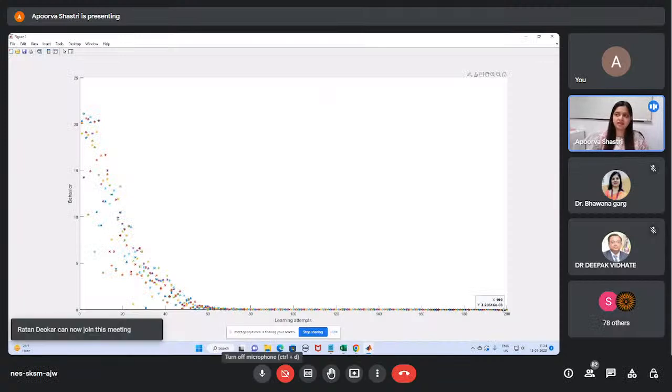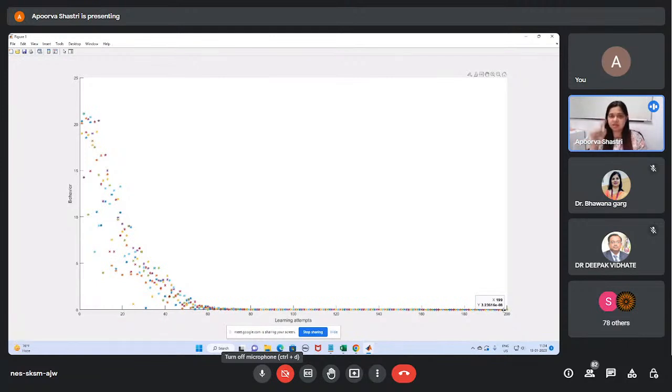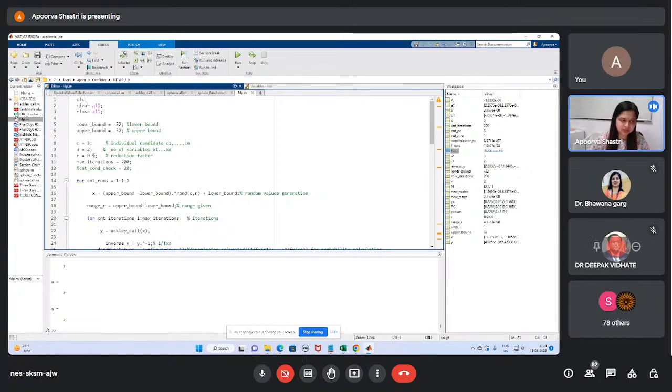For the Ackley function, as the range is wide, minus 32 to 32, we were getting e to the power minus 16 for the sphere function at 200 iterations. But for the Ackley function, this is not the case. So let us check what effect it will cause if we reduce the reduction factor.